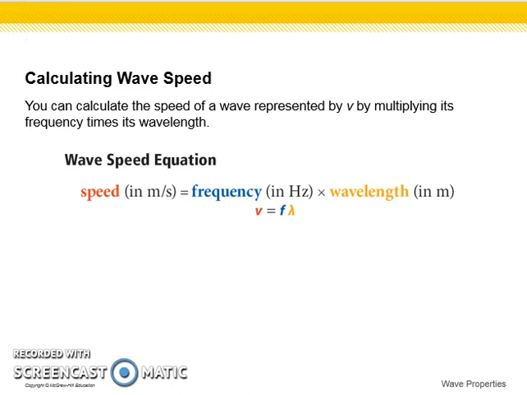So how do you calculate the wave speed? Well, you can calculate the speed of a wave, represented by V, by multiplying its frequency times its wavelength. So what I would like you to do is take frequency times wavelength equals speed.